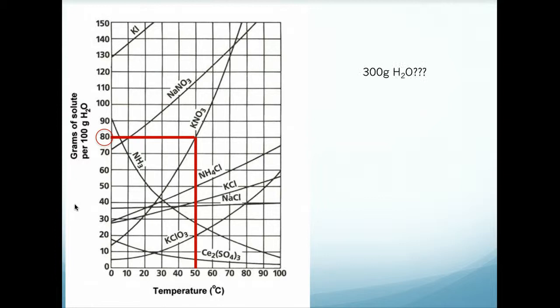But what if we had 300 grams of water? Well, if 80 grams dissolves in 100, 300 grams of water is 3 times this amount. So we'll just simply take our 80 and multiply it by 3 to get 240 grams. Okay, but what if we only had 50 grams of water? Well, 50 grams of water is half of 100 grams. So we're going to take half of our 80. So only 40 grams would dissolve in 50 grams of water.